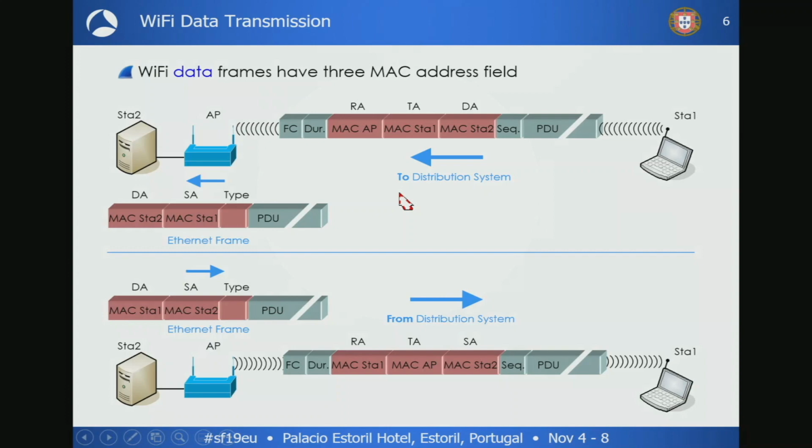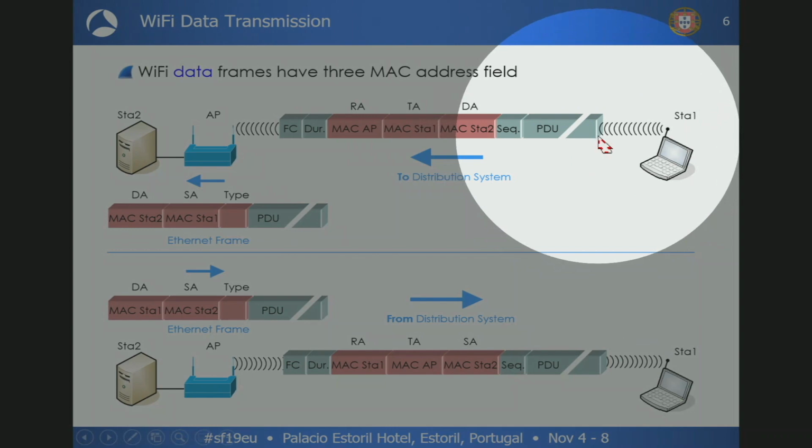We have the term distribution system. Distribution system is the term for everything which is access point on and behind. And once a station is associated with an access point, all the packets are sent to the distribution system. Even if the packet is for the neighbor in the same cell, you don't talk to your mobile client neighbor anymore. You send it to the access point and the access point sends the frame back in the air. Very important. Okay, why do we need three addresses in the air?